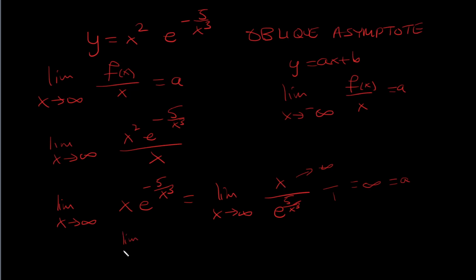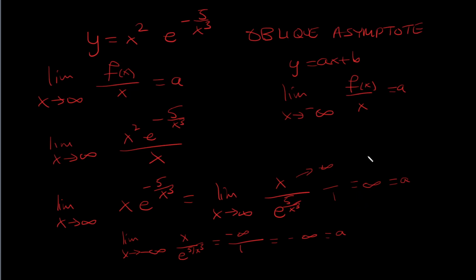And so if you let x go to negative infinity, basically you have the same situation, except now the top goes to negative infinity and the bottom, well, x cubed is going to negative infinity. 5 over negative infinity goes to 0. So e to the 0 goes to 1. So this is going to negative infinity. And so we're saying a is negative infinity. That makes no sense. So clearly, this does not have an oblique asymptote.